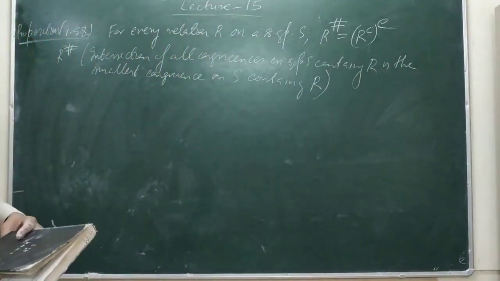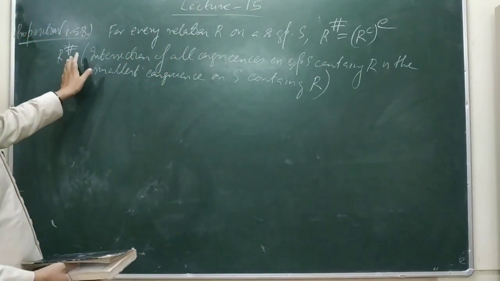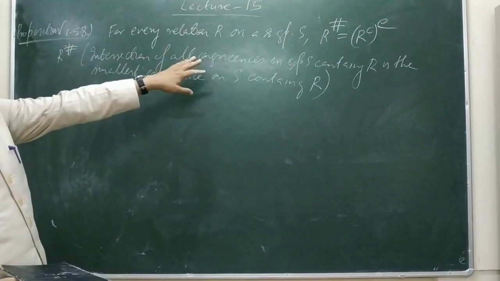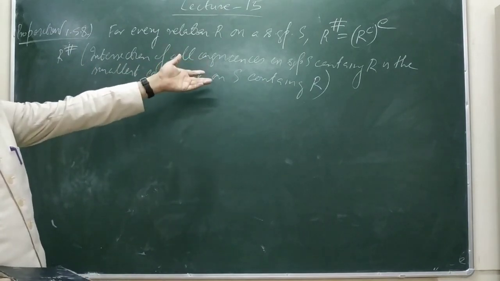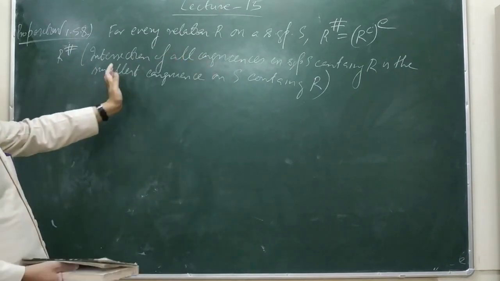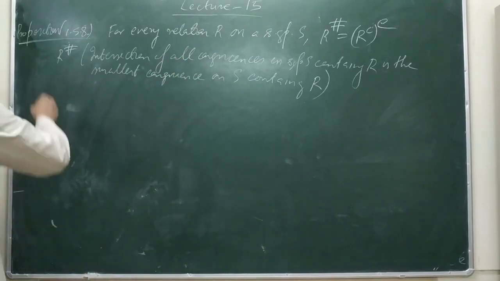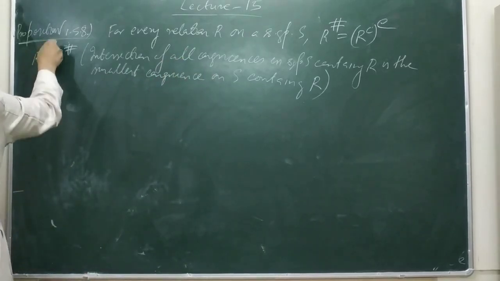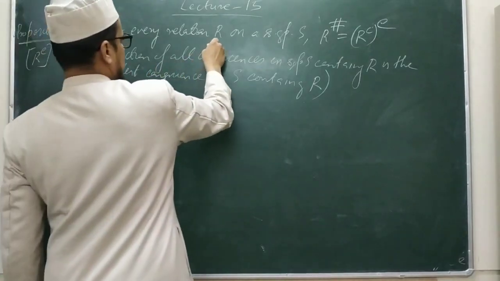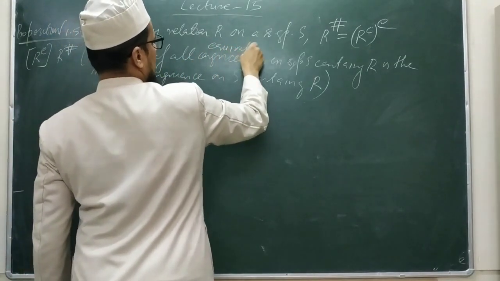It is just like RE. RE is what? The intersection of all equivalences on a semigroup S containing R, which is the smallest equivalence on S containing R. One is RE. RE is used for equivalence.